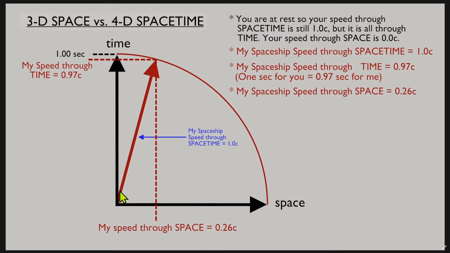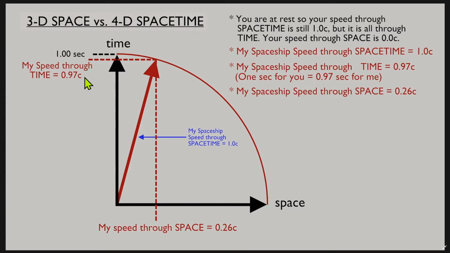But we have to be clear that this vector in space-time is always the speed of light, but in space alone, we are limited to less than the speed of light through just space. Because we're always moving at the speed of light through space-time, but it has a time component and a space component. So the faster I move through space, the slower I move through time. And so 1 second for you here is only 0.97 seconds for me.